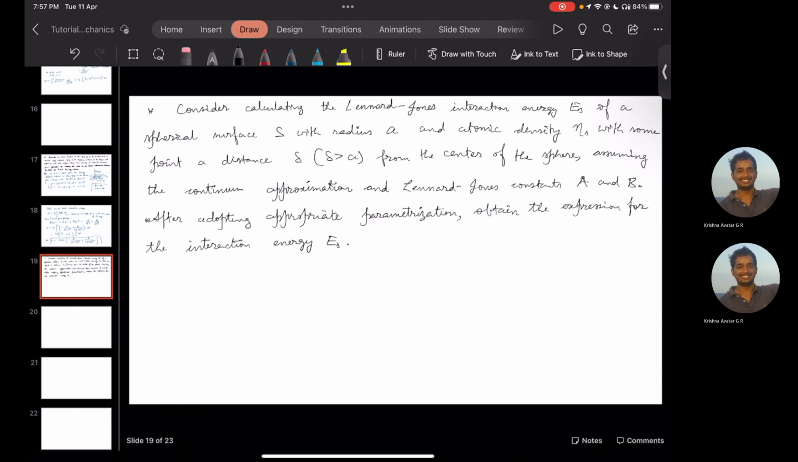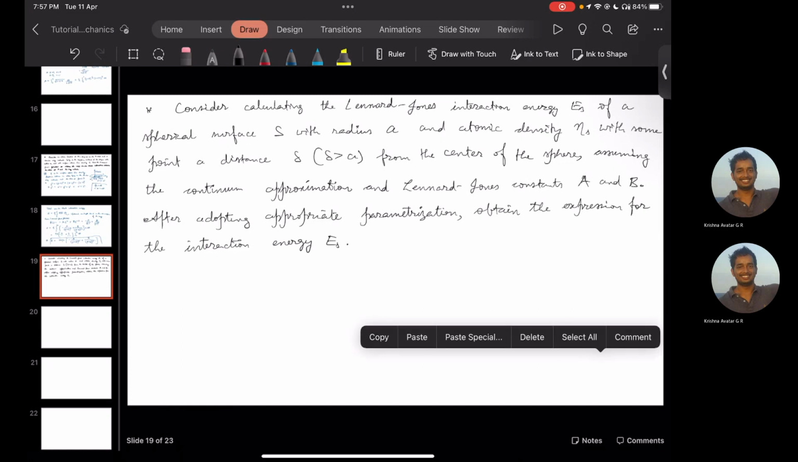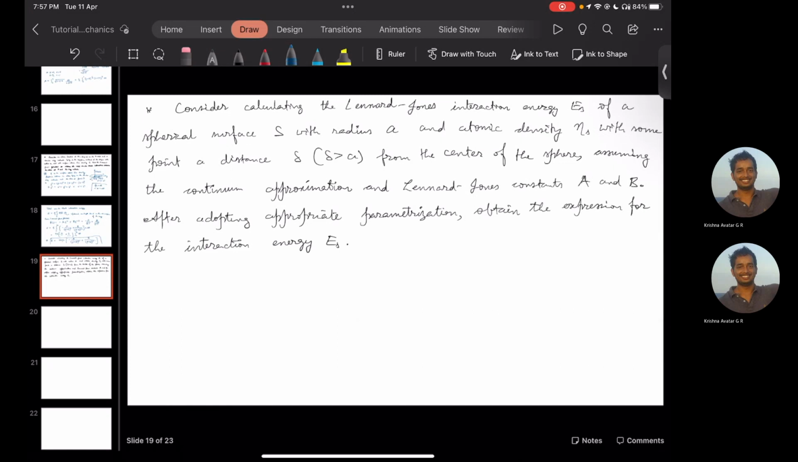So let's assume some suitable parameterization, right? Now, what we do is let's have an orientation in such a manner that let's set up our coordinate system x, y, z, and we have a sphere whose center is at origin.